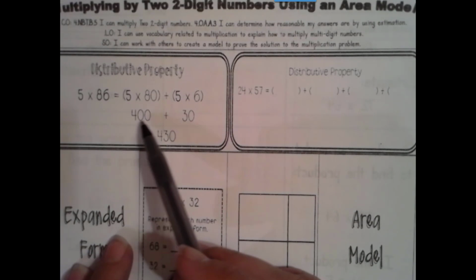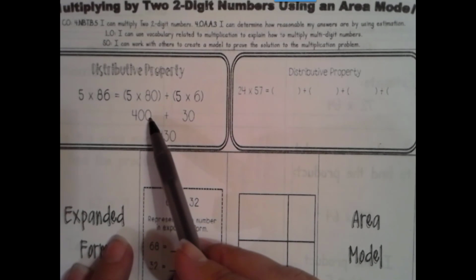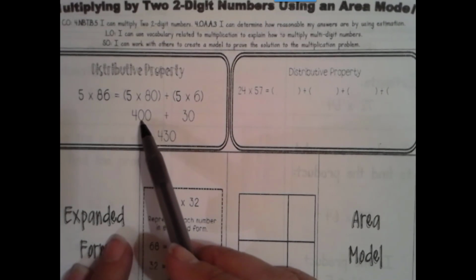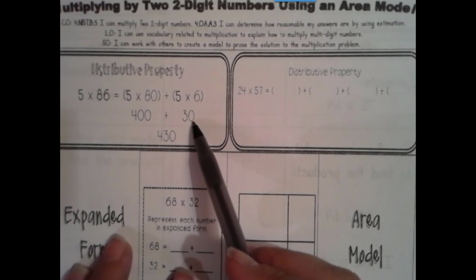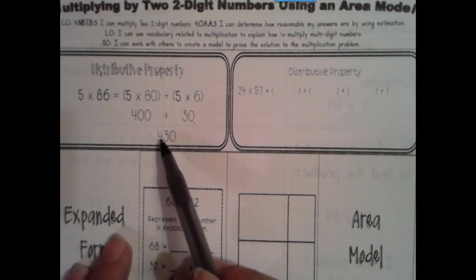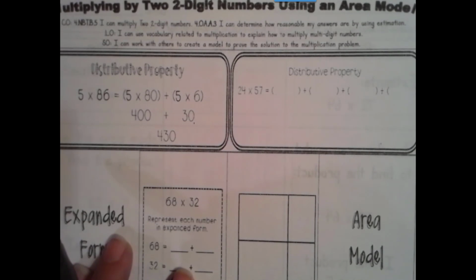So 5 times 80, placeholder moves it over a place. 5 times 8 is 40. 5 times 6 is 30. And then you add those together, you get 430.